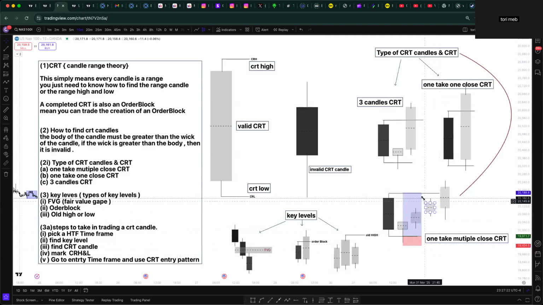Now, moving on to the next one, we have the one take, one close CRT. So this is it. One take means you have one candle running the low, which is purging the low of the CRT, the CRT low, and then also going to take out the high of the CRT, right? Which is running the CRT high.